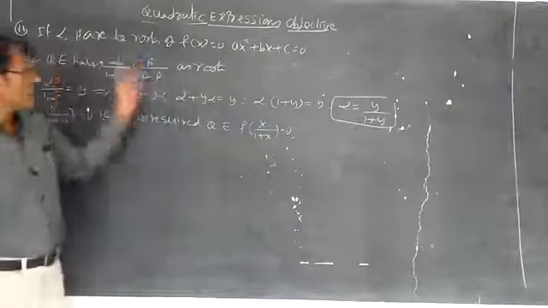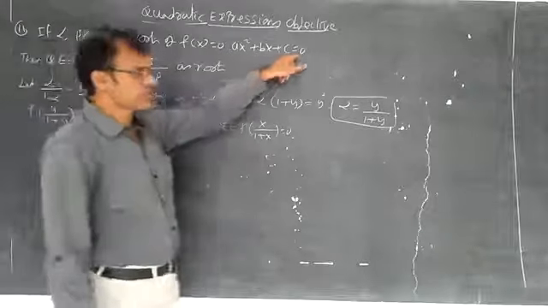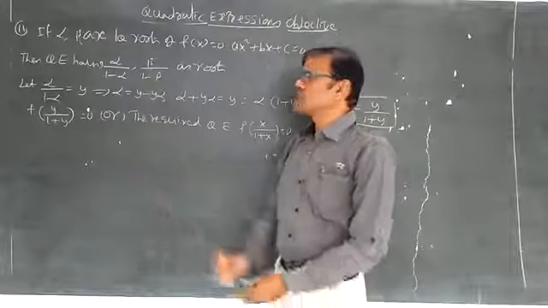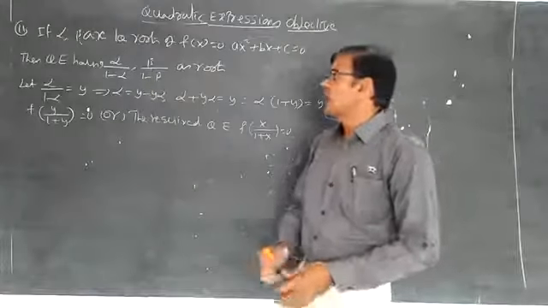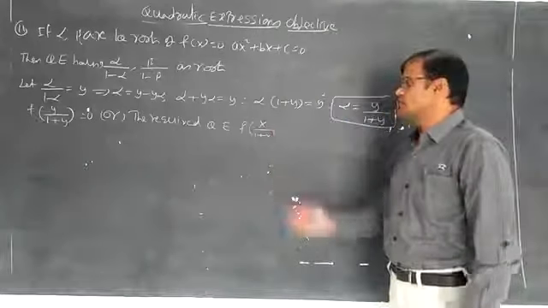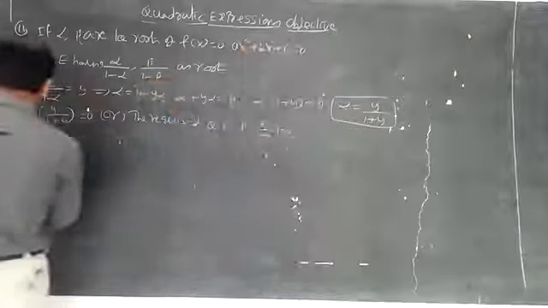So if alpha and beta are the roots of f of x equal to 0, that is ax square plus bx plus c equal to 0, to get alpha by 1 minus alpha and beta by 1 minus beta as roots, the required QE is f of x by 1 plus x equal to 0. You will get the roots in this model. Next, last one.